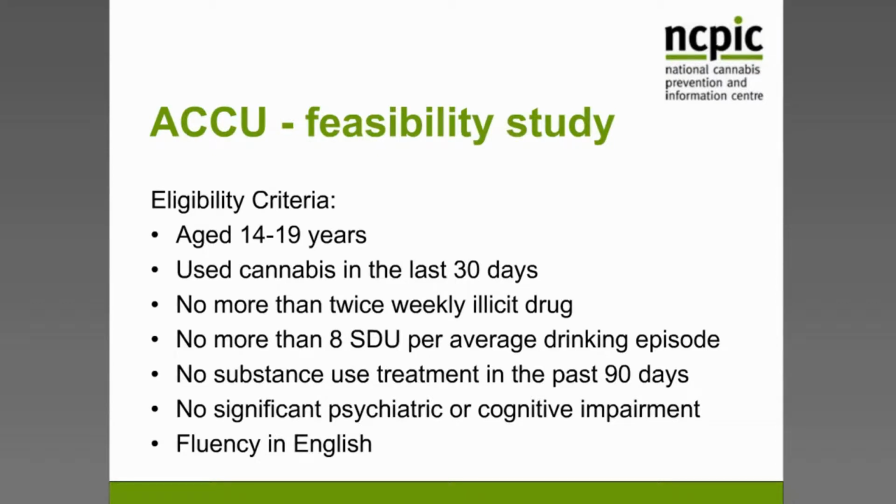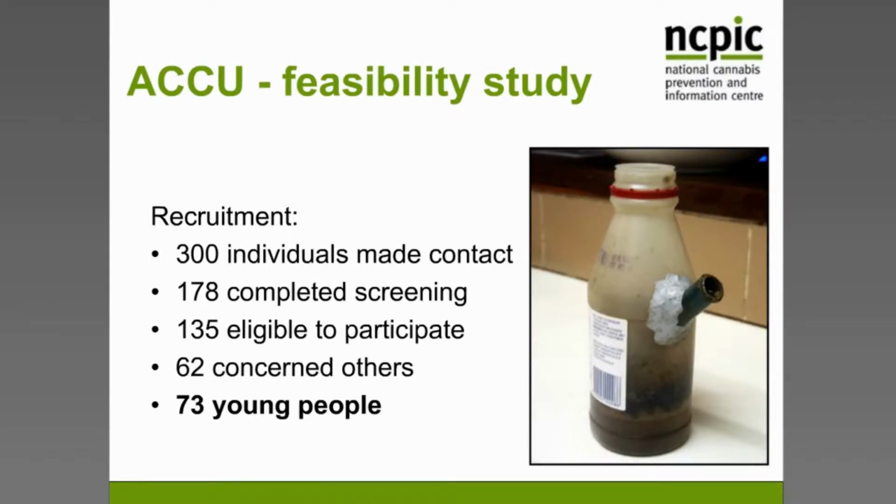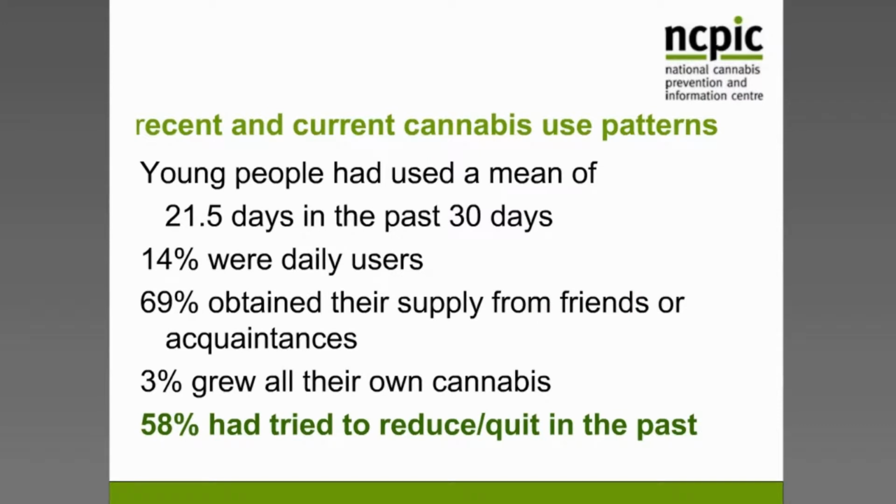So that was the criteria, and so we recruited, or we spoke to 300 individuals who made contact. Now, I really can't remember how we recruited for the feasibility study, to be honest, but you'd have to go to the study and read up on that. As you can see, quite a few completed the screener. A lot were eligible to participate. We got them through 62 concerned others, and we had 73 young people participate.